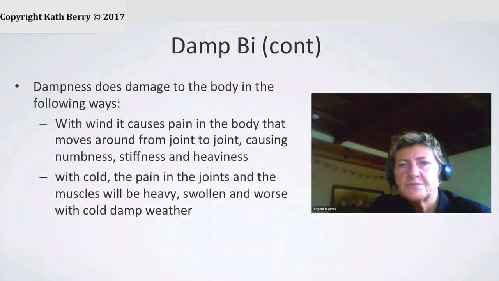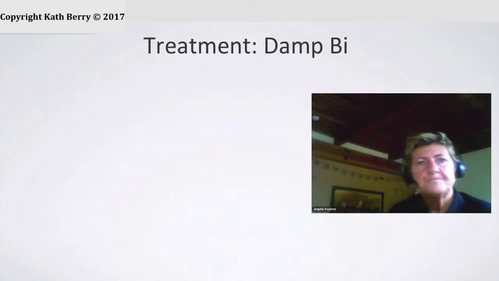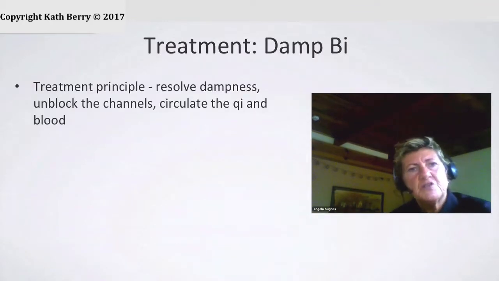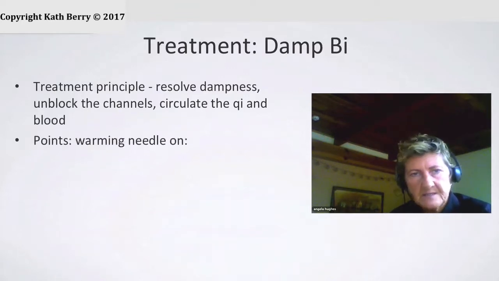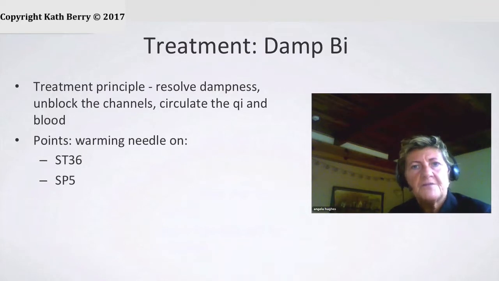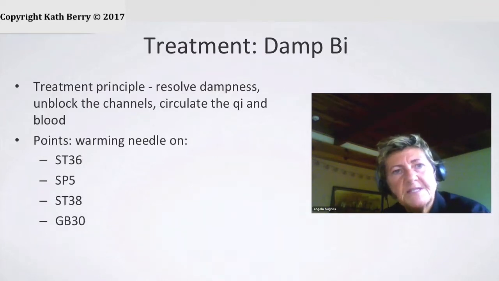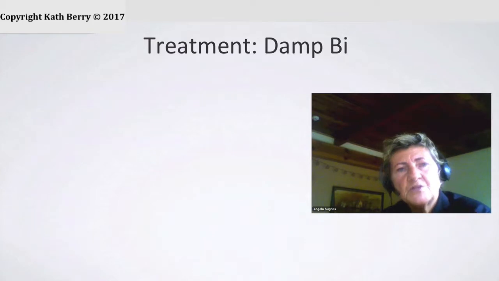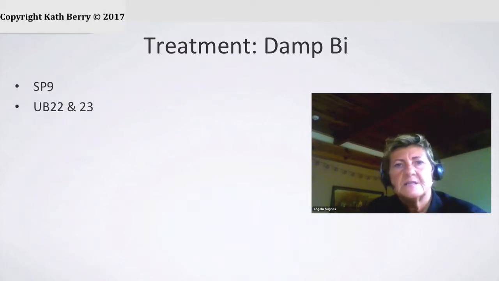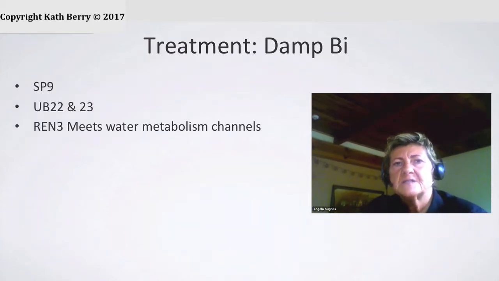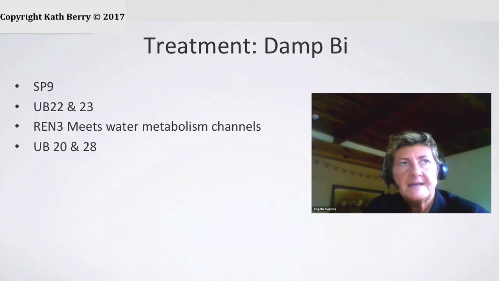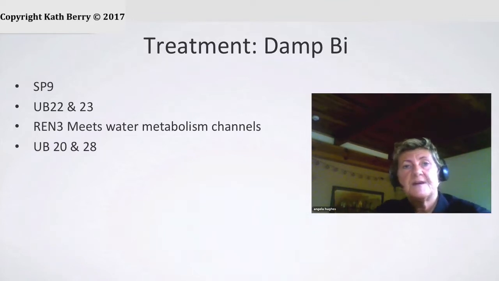So the treatment principle to resolve dampness: unblock the channels, circulate the qi and blood. The points we would use are warming needle on stomach 36, spleen 5, gallbladder 30, gallbladder 34, spleen 6 and 9, UB 22 and 23 for the sanjiao and the kidney. REN 3, this is where the channels of water metabolism meet. And REN 3 is great for any kind of obstruction of dampness in the lower jiao. UB20, UB28, Sanjiao 5.